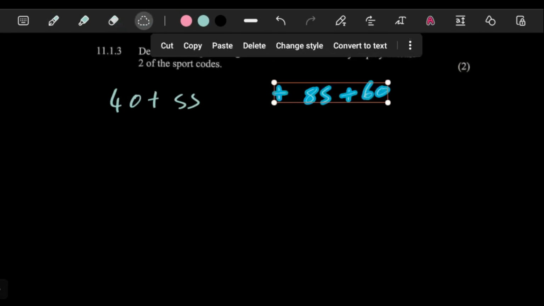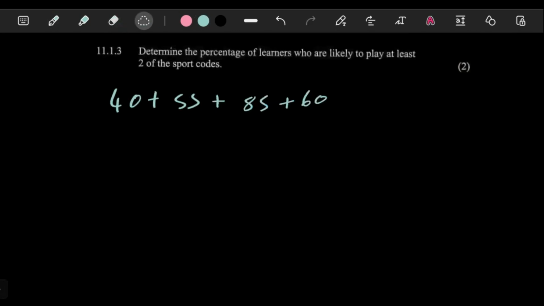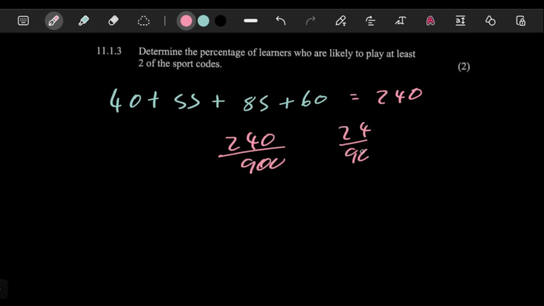So it's like these 4 put together, right? These 4 put together, let's see the total. Whatever the total is, we have to put it over 900. So this is like 240, right? So the probability of getting someone that at least plays 2 is going to be like 240 over 900, which is 24 over 90, which is going to give you 12 over 45.